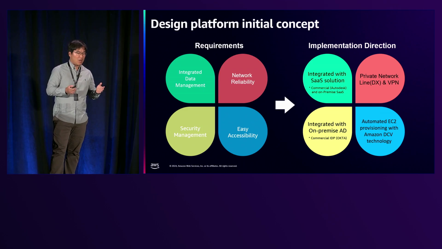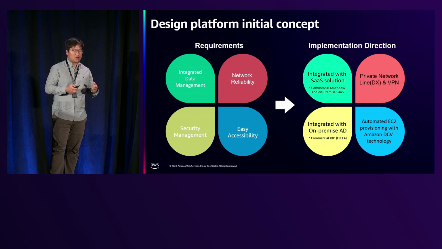For the second, network reliability, because we are handling very big data, something like 3D drawings, a very high workload was demanded. That's why for network reliability, we are providing a private network line for the designers and the construction firm. And the VPN concept was also utilized.